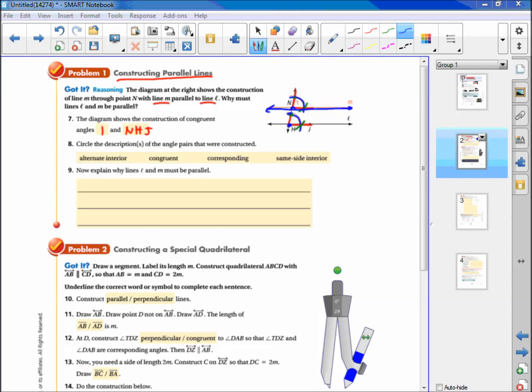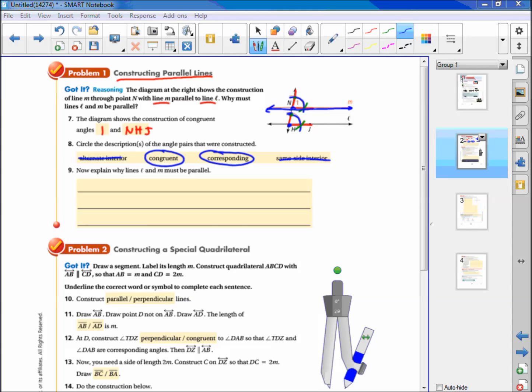Okay, so circle the description of the angle pairs that were constructed. They're both in the top right, so this is corresponding. They are same side, but they're not interior. One's interior and one's exterior. They are congruent to each other, okay, because we built them congruent. We measured the angles with our compass, okay, and they're definitely not alternate interior. They're on the same side.